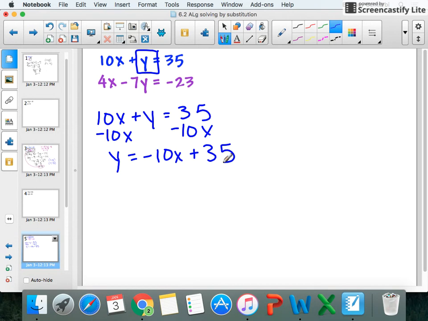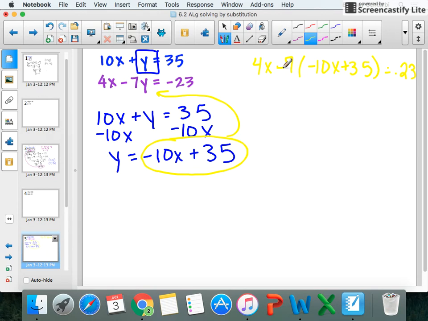Now that I have y completely by itself, I can take it and plug it into the other equation for y. So that's going to give us 4x minus 7 times, instead of writing y, we're writing negative 10x plus 35, equals negative 23. So all we did was write in that negative 10x plus 35 for y.